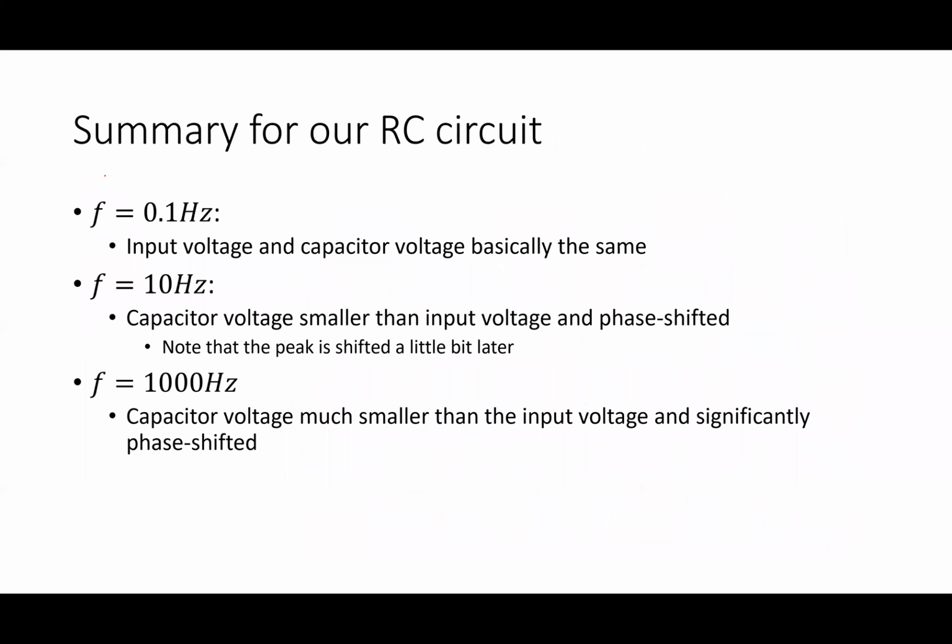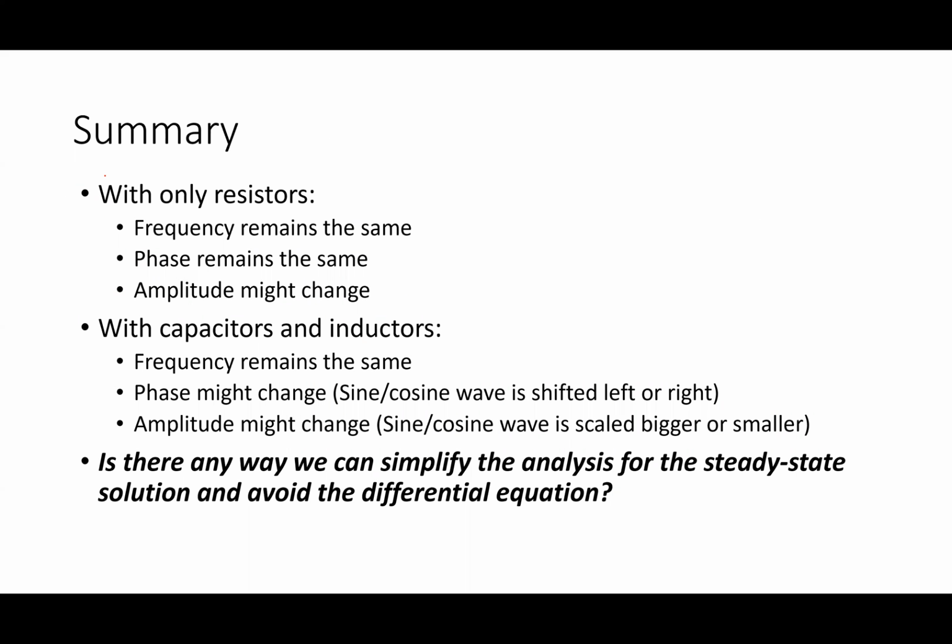So basically summarizing all of this: if I have a circuit with only resistors, the frequency of the currents and voltages in the circuit are all the same, phase is the same, amplitudes are different. Phase and frequency all the same. If I have capacitors and inductors, the frequency is still the same, but the phase might change and the amplitude might change. So the sine and cosine waves that we have might be shifted left or right from each other, or scaled bigger or smaller, but they're still the same frequency.